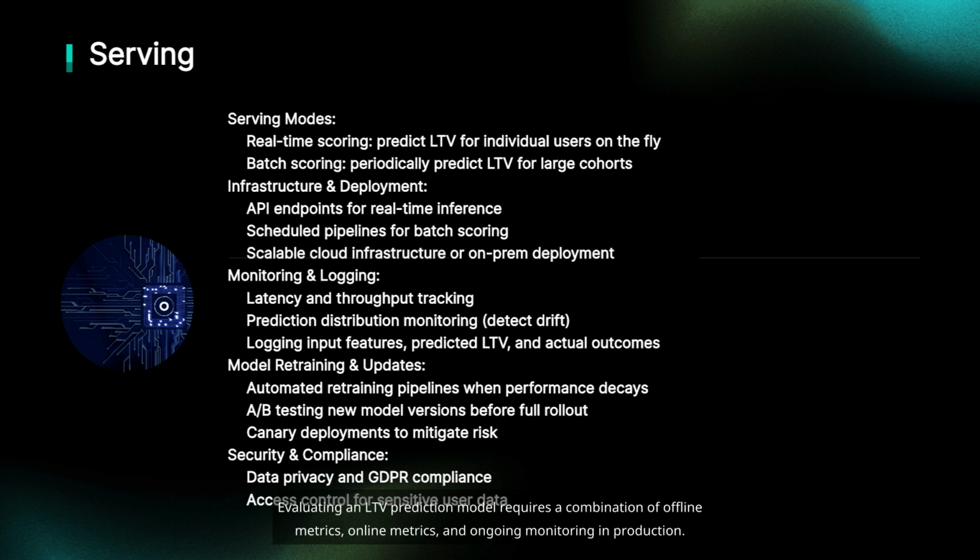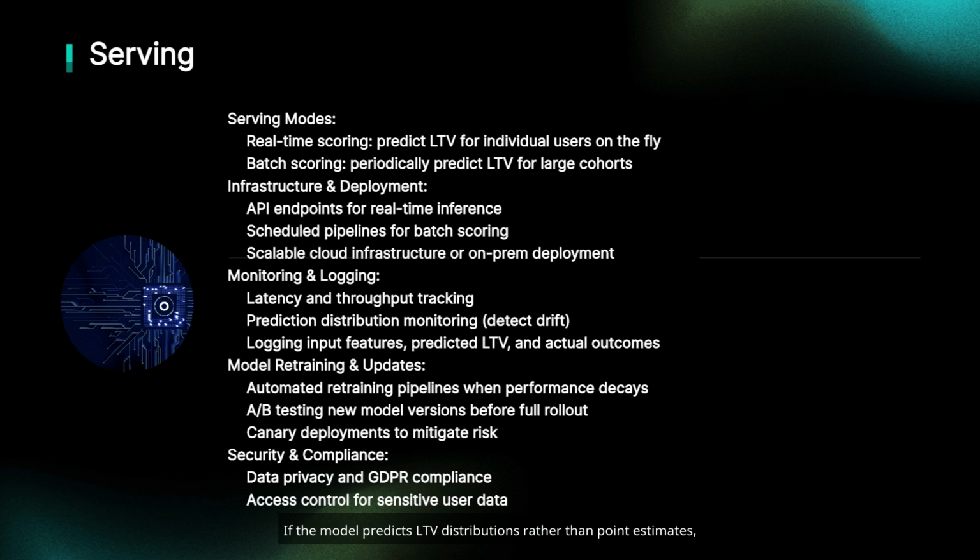Evaluating an LTV prediction model requires a combination of offline metrics, online metrics, and ongoing monitoring in production. Offline metrics: standard regression metrics like mean squared error (MSE), root mean squared error (RMSE), and mean absolute error (MAE) quantify how closely the predicted LTV matches the actual user value in historical data. R-squared provides insight into how well the model explains variance in user value.